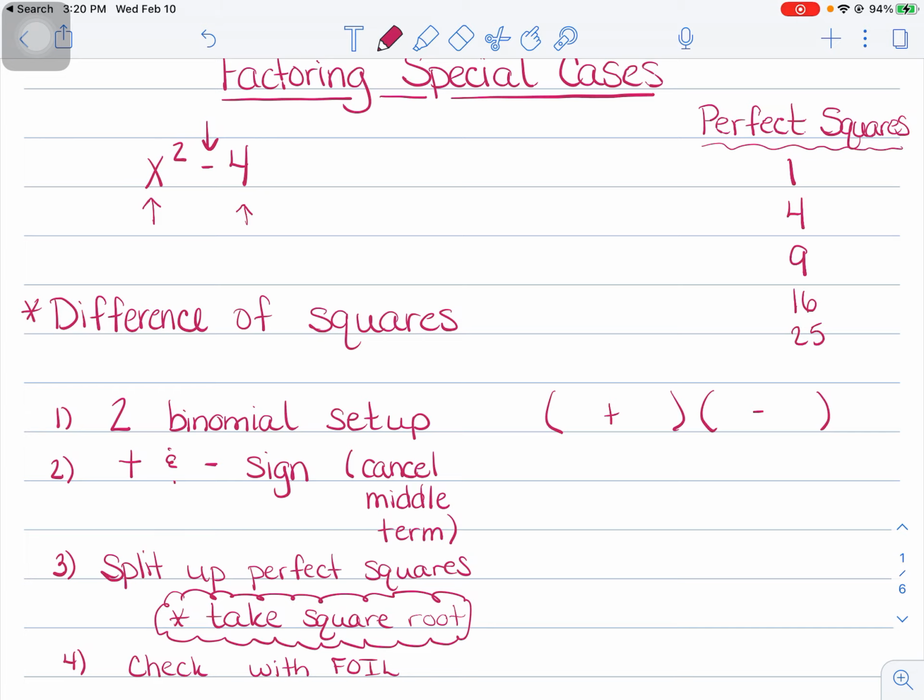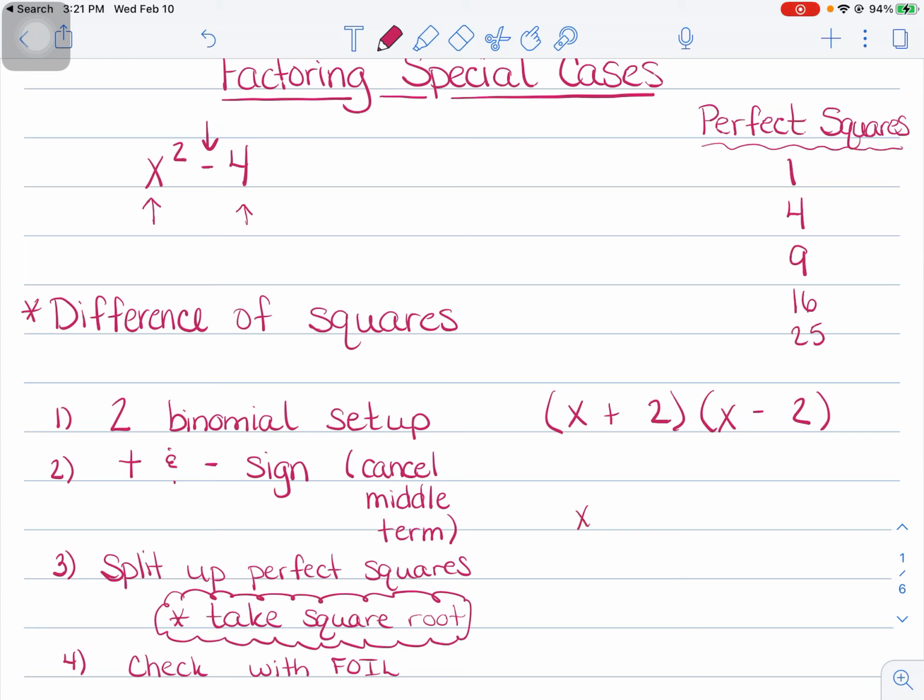And then we're going to split up our perfect squares by taking the square root. Like the square root of x squared: what times what gives me x squared? Well, x and x. And what times itself gets me 4? Well, 2 and 2. Then I want to check with FOIL.